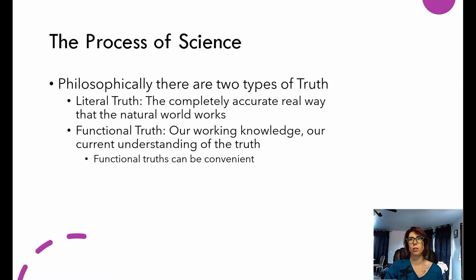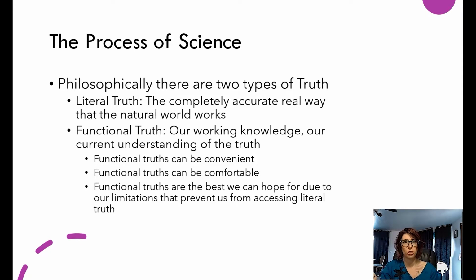Sometimes we operate under a functional truth because of emotional biases. A functional truth might be comfortable or familiar, and we may be attached to it as a version of our truth. We also operate using functional truths because our understanding is limited by our own technological and biological limitations, which prevent us from accessing literal truth.